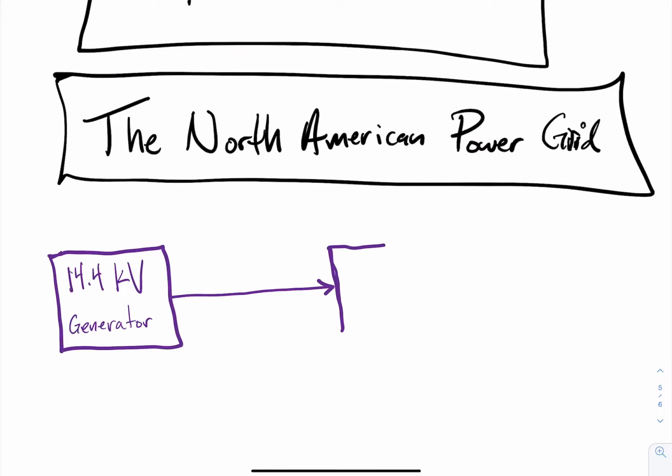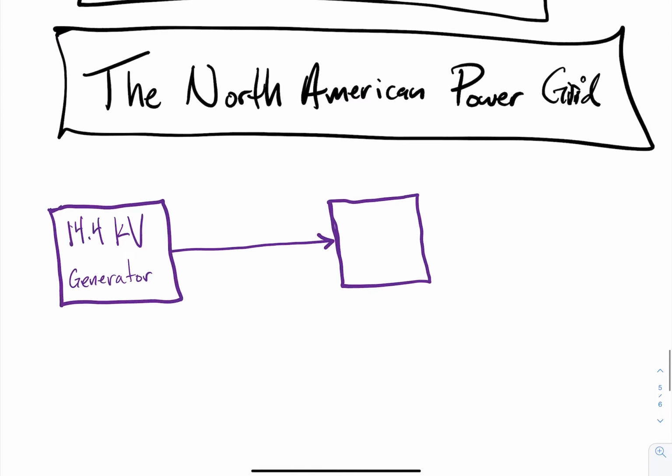place called a substation. So this is a substation. And really what it is, it's a step-up transformer. So I'm going to write that this is a substation. But what it really is doing is it's a step-up transformer. And so what it's doing is it's getting this 14.4 kilovolts and it's transforming it to 765 kilovolts. So it's stepping it up.